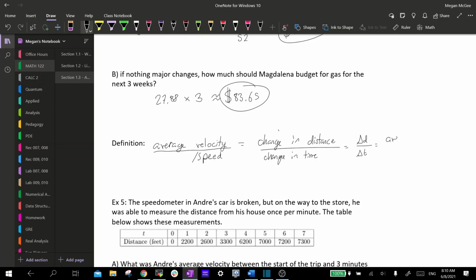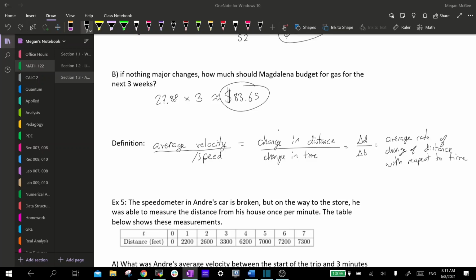and this gives us the average rate of change of distance, and then we like to use this phrase with respect to time. And usually that means something along the lines of per time or over time, and so that's us here dividing by the change in time.